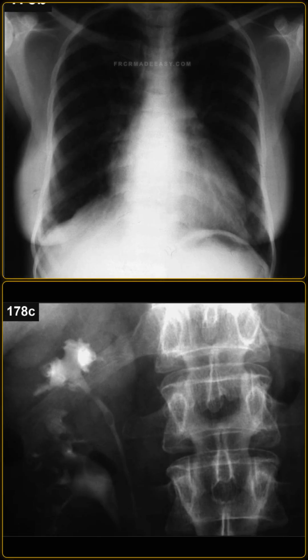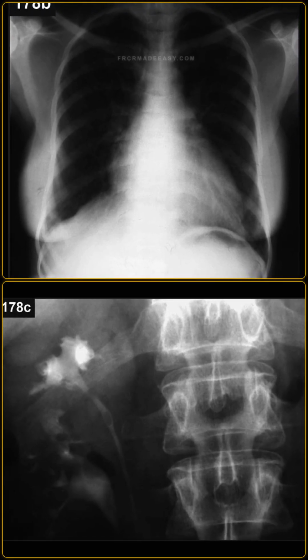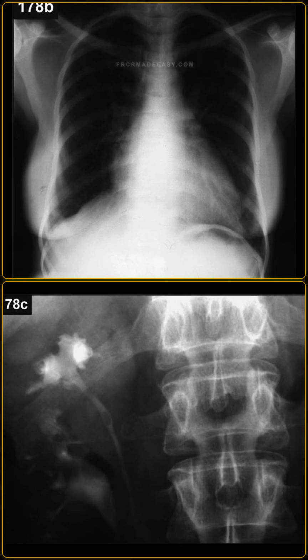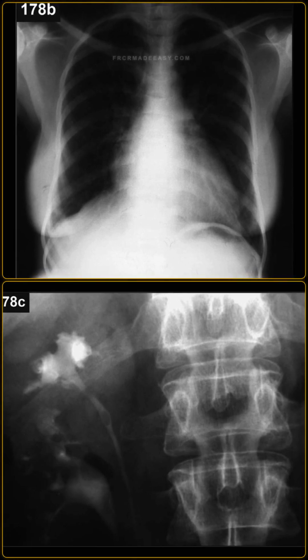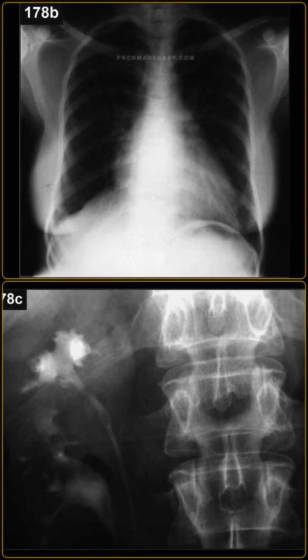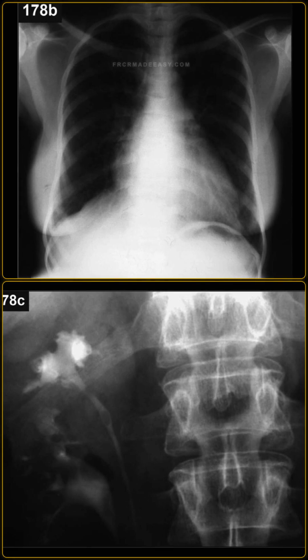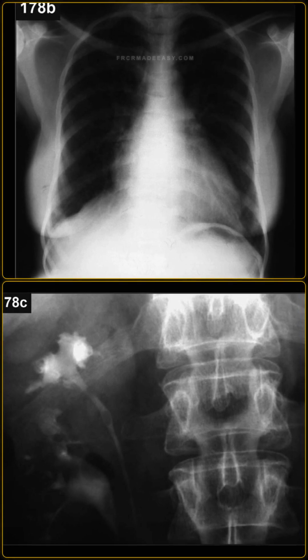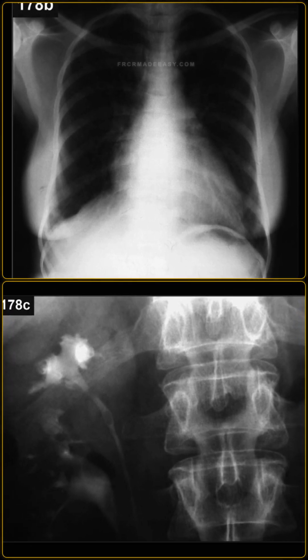I am showing you a chest radiograph and an intravenous urogram from the same patient. Describe the findings and how they relate to this disease. The chest radiograph demonstrates diffuse osteosclerosis of the ribs and clavicles, H-shaped thoracic vertebrae, and marked cardiomegaly, which is a physiological adaptation to chronic hemolytic anemia.